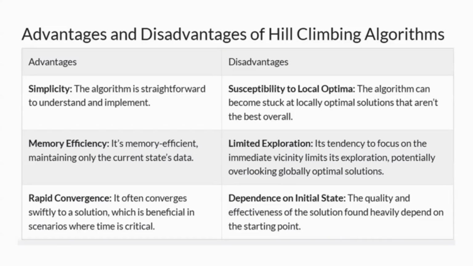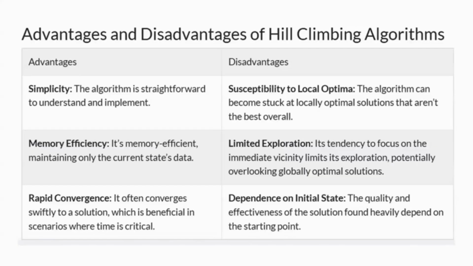So that is rapid convergence. Now the disadvantages. We have susceptibility to the local optimum. The algorithm becomes stuck locally. This is the most significant disadvantage. The algorithm can easily get stuck at a local maximum, believing it has found the best solution when a much better global optimum exists elsewhere.